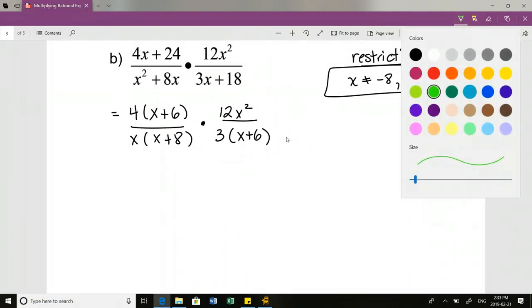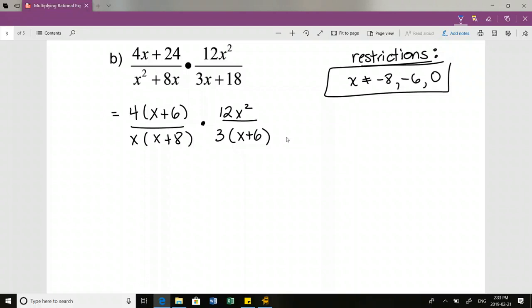Okay, once we have our restrictions done, we can start canceling, okay? So any top with any bottom. Remember, you have to cancel out full groups if you have additions, right? So I can't cancel out an individual. I'm just going to point to this so everyone can see. You can't cancel out an individual x here with an x here, okay? Because I have an x plus 6.